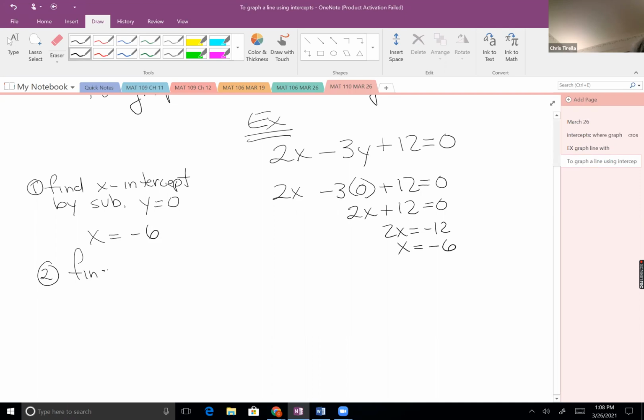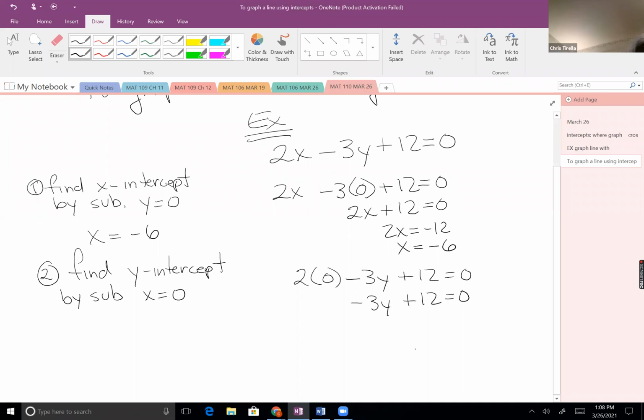Then I'm going to find my y-intercept by substituting x equals 0. And so that gives me 2 times 0 minus 3y plus 12 is 0. Well, 2 times 0 is 0. So that just gives me -3y plus 12 is 0. If I subtract 12, -3y is -12. And so dividing by -3, y is 4.